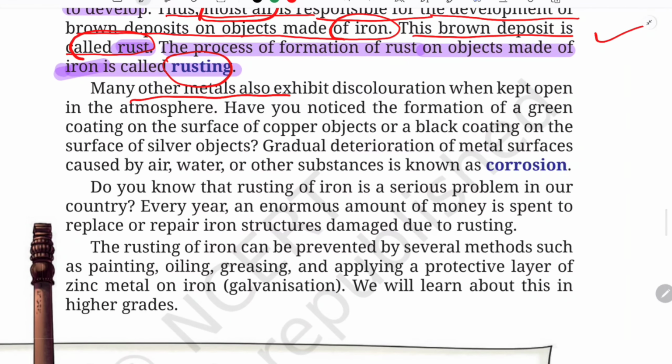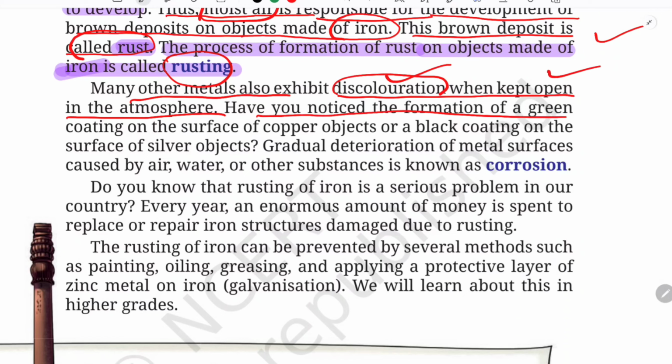Many other metals also exhibit discoloration when kept open in the atmosphere. We were talking about iron, isn't it? So just like iron, in many other metals also a brown deposit is formed, or there is discoloration, when kept open in the atmosphere.